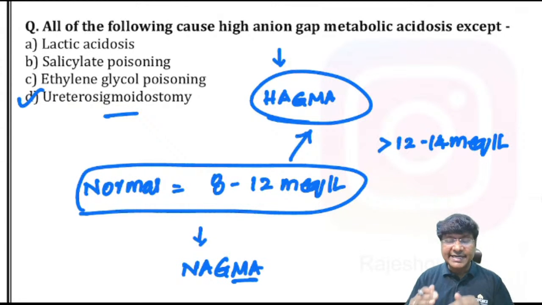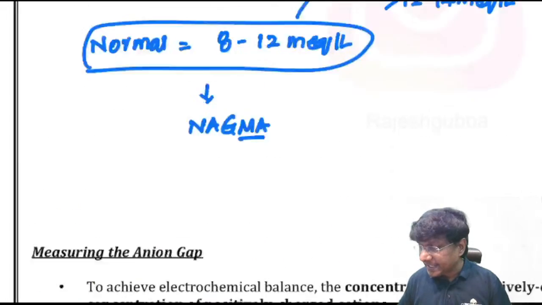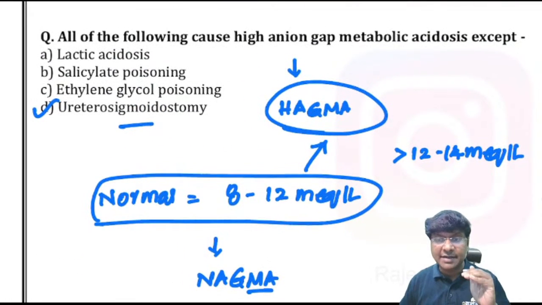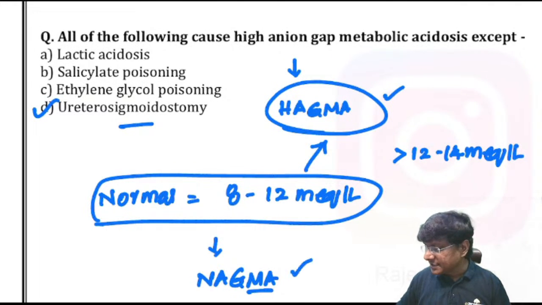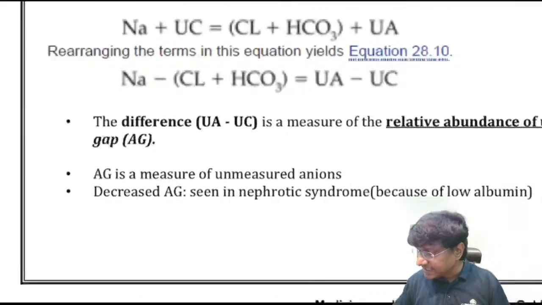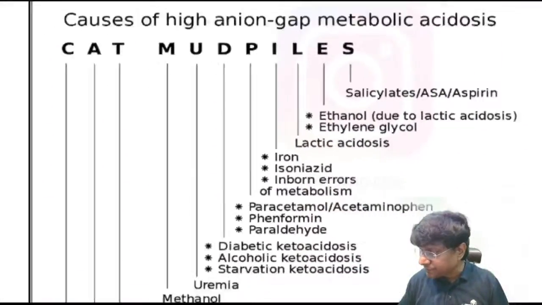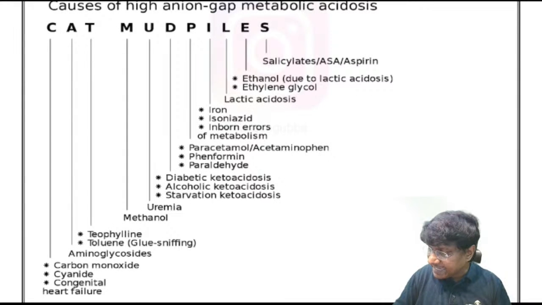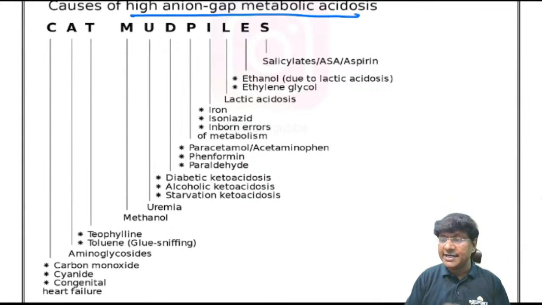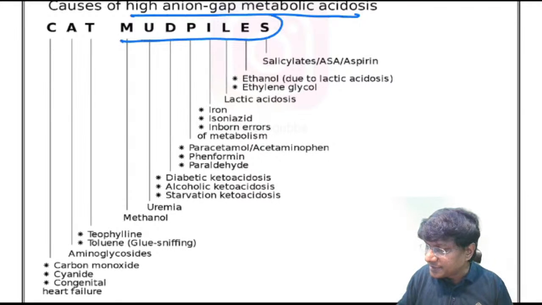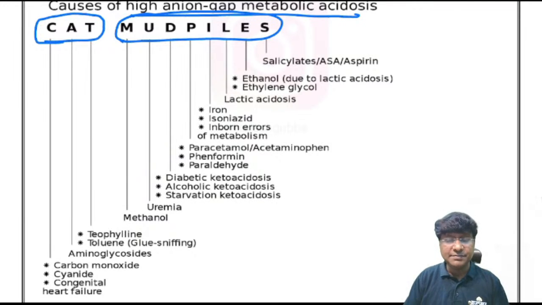Now let us consider some questions related to HAGMA as well as NAGMA. But before that, what are the conditions which will cause HAGMA? What are the conditions which will cause NAGMA? These are the standard mnemonics which I have told you previously. For HAGMA, high anion gap metabolic acidosis, the mnemonic is MUDPILES, so just remember it is CAT MUDPILES. You can download the PDF and go through the mnemonic with the conditions which will cause HAGMA.